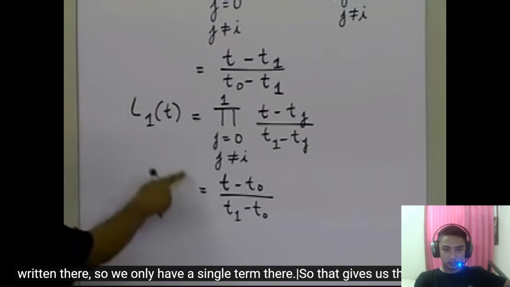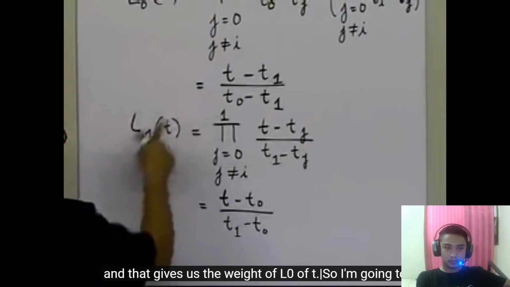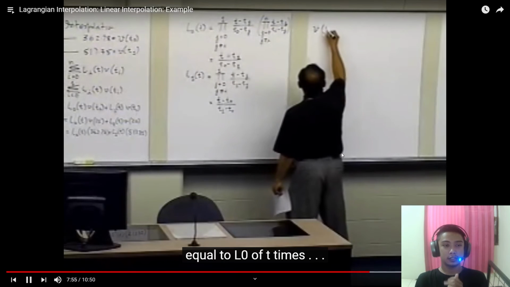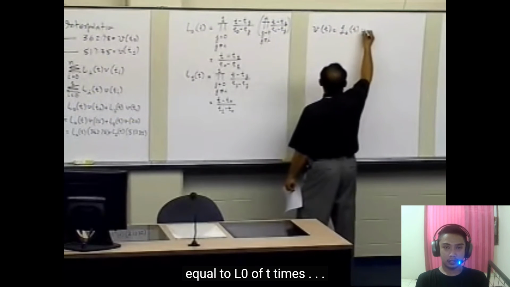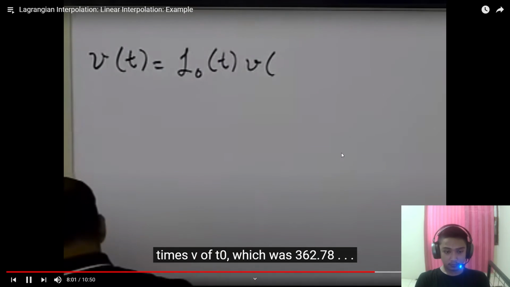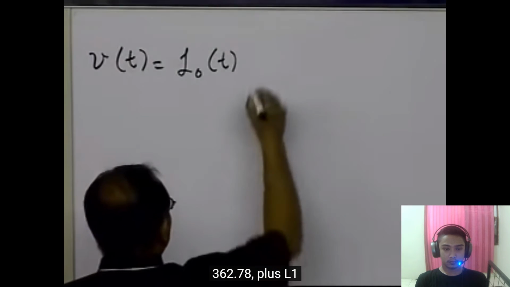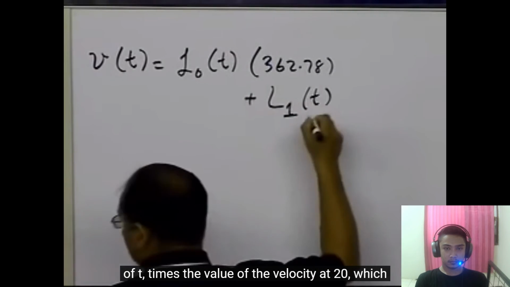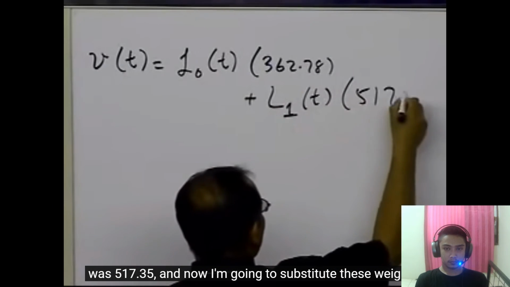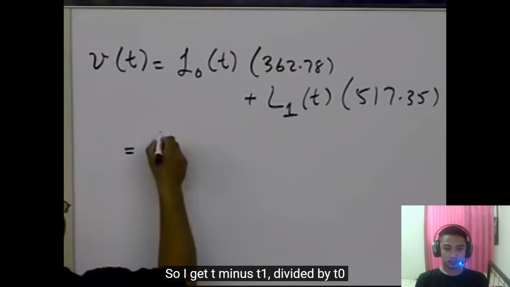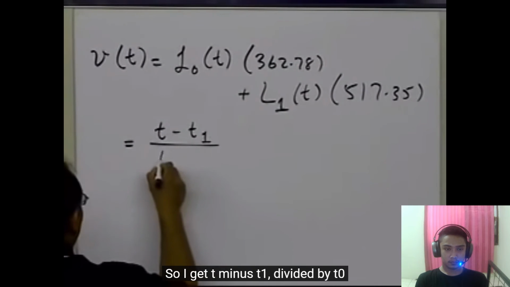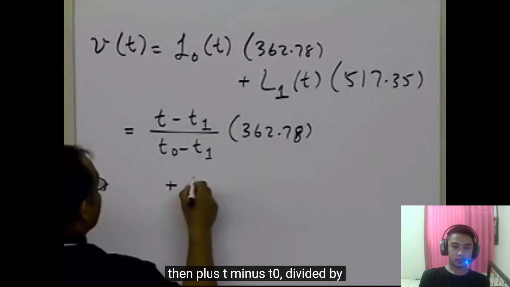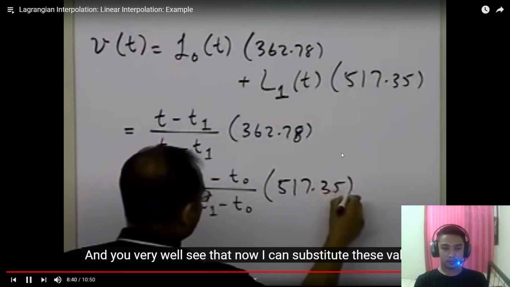So that gives us the weight for L sub 1 of t, and the weight of L naught of t. Now I'm going to substitute it back into the formula which I had previously. So I have V of t equal to L naught of t times V of t naught, which was 362.78, plus L1 of t times the value of the velocity at 20, which was 517.35. Substituting the weights, I get (t minus t1) divided by (t naught minus t1) times 362.78, then plus (t minus t naught) divided by (t1 minus t naught) times 517.35.